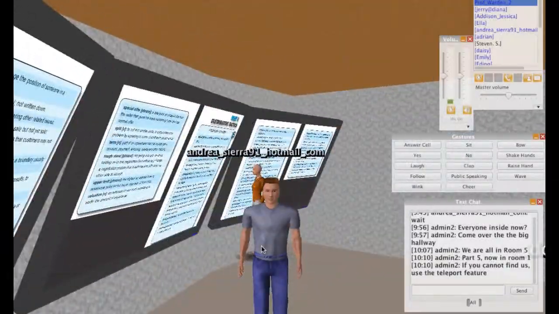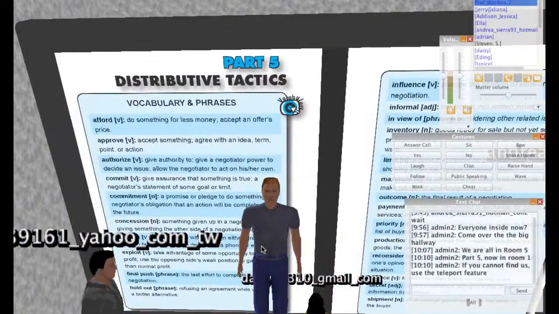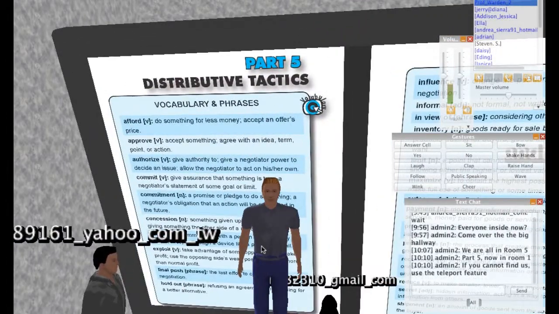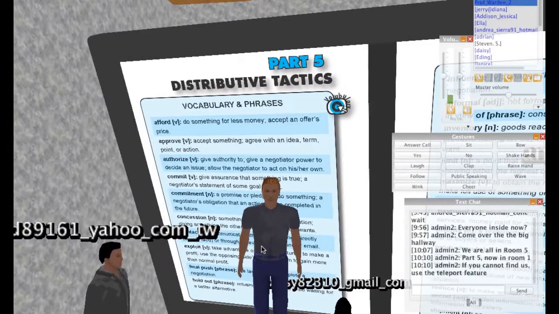Okay, so let me just quickly jump over some of these, such as afford and approve and authorize. These are the A words, right? Authorize is a really good one, because authorize means how much are you allowed to give. In other words, your boss told you you can negotiate between price 100 and price 150, but you are not authorized to go over 150.